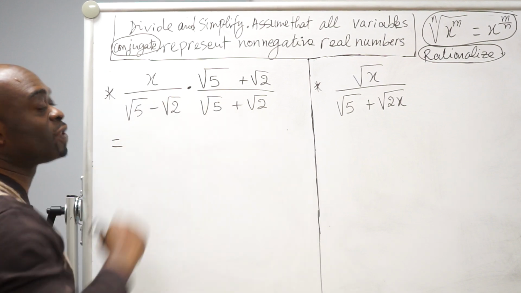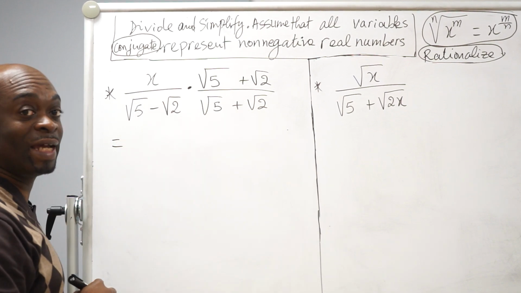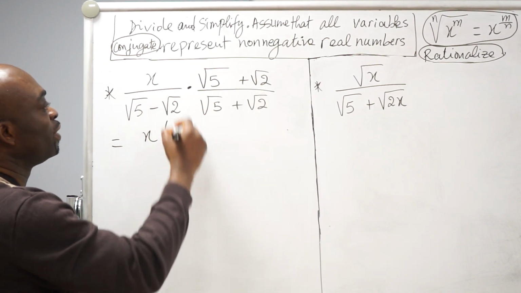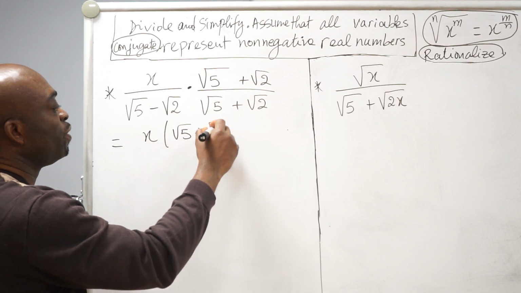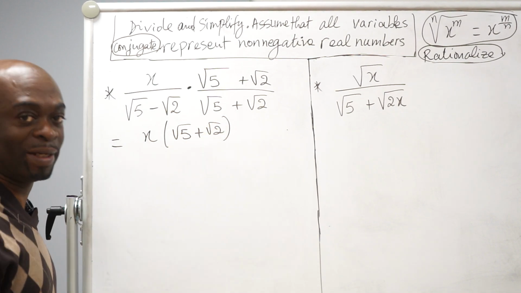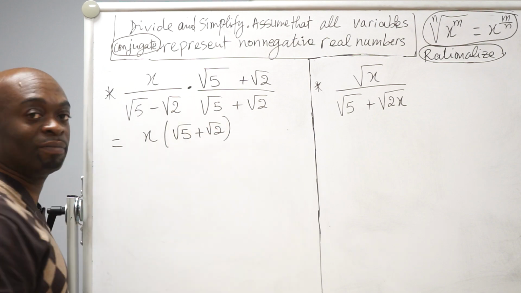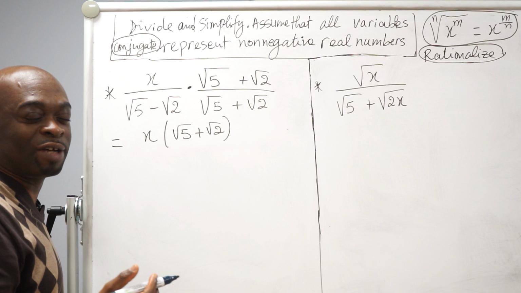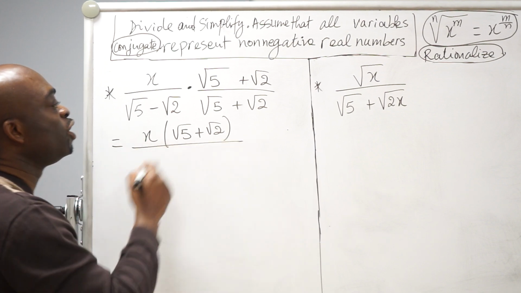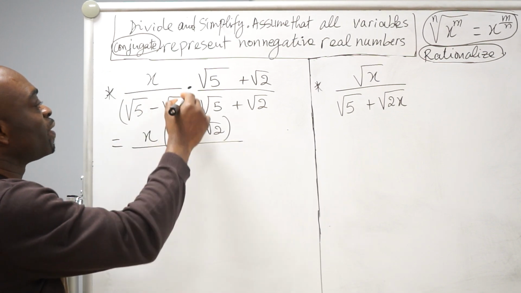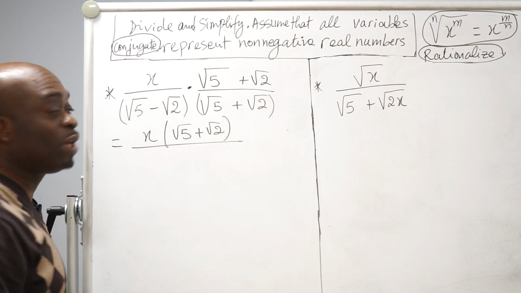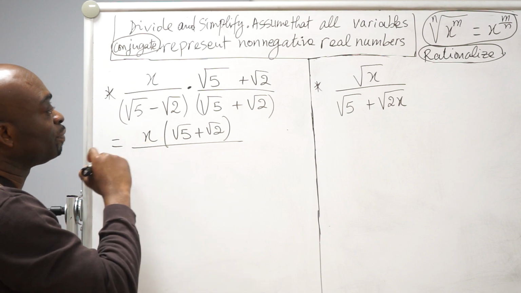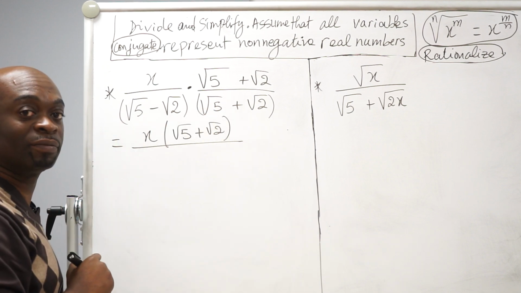So now we just have to multiply and see what we're going to get. So x here cannot go under the radical, so it's going to be x times square root of 5 plus square root of 2. You don't need to expand it. You don't need to distribute it, okay? Because it's just going to give you x square root of 5 plus x square root of 2. What are you going to do with it? Pretty much nothing.